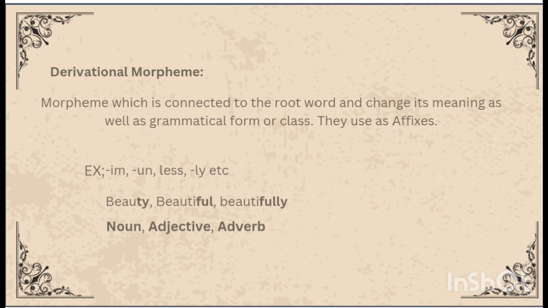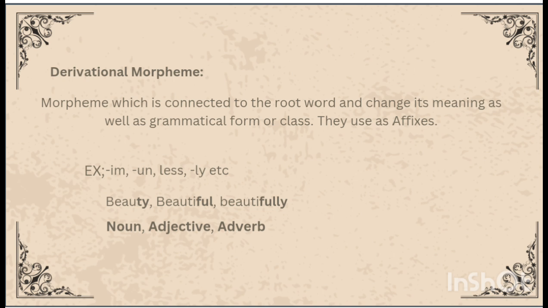Firstly, we had inflectional morphemes. They are used as a suffix. Suffix means when an inflection connects at the end of the word. Now these are affixes. Affixes can be used at the end, in the middle, and in the beginning as well. Let's see examples. They are like im-, un-, -less, -ly, etc.